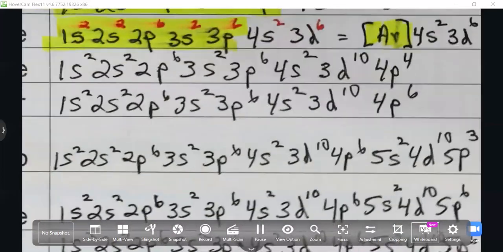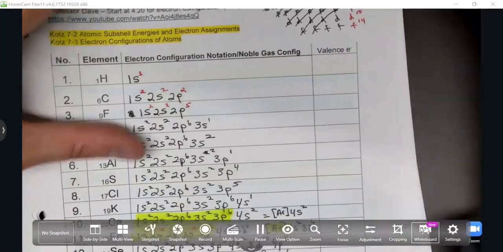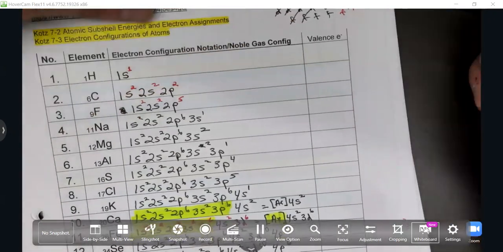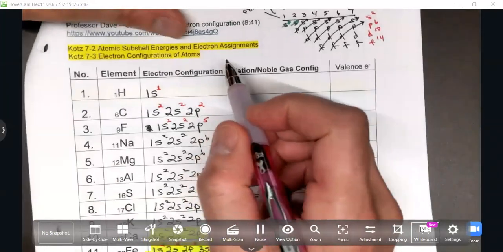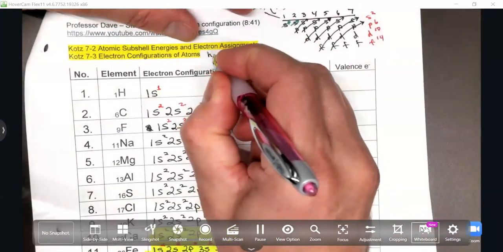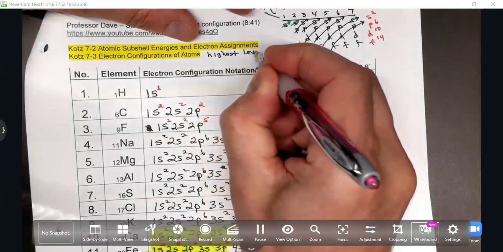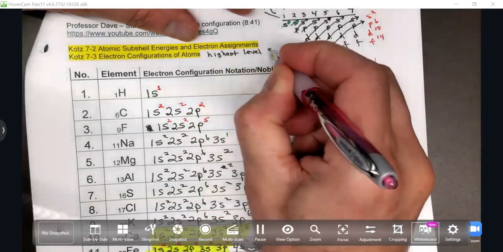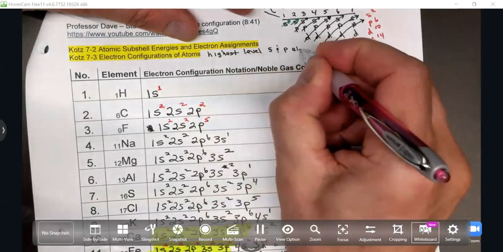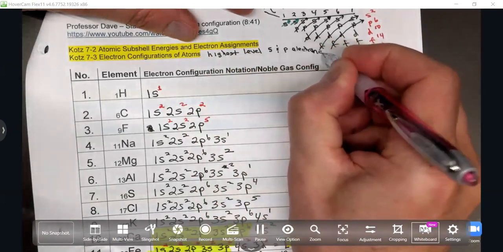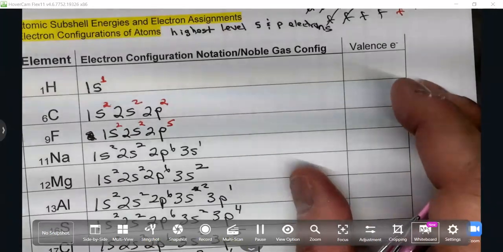Well, let's do valence electrons. I can write it right over here. So your valence electrons are your highest level S and P electrons. That's your first definition.